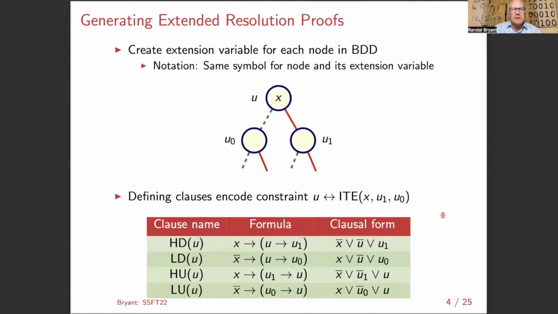So if we think of a node u as having a variable x and children u1 and u0, we'll introduce an extension variable for each of those nodes. And we'll encode as our formula that u if and only if the if-then-else of x, u1, and u0. In other words, if x is true, then u1 and u must be equivalent. And if x is false, then u and u0 must be equivalent. And that, in general, requires 4 defining clauses, as I've shown here.